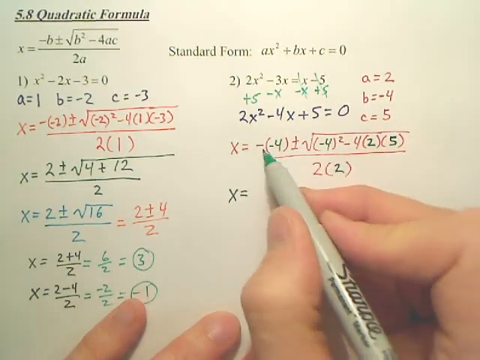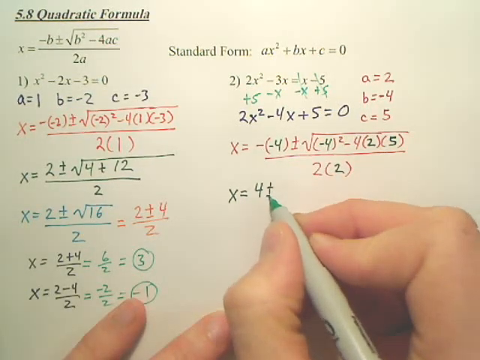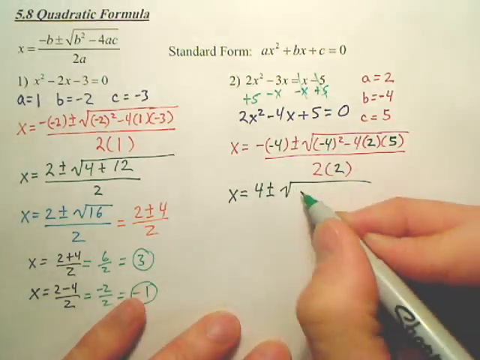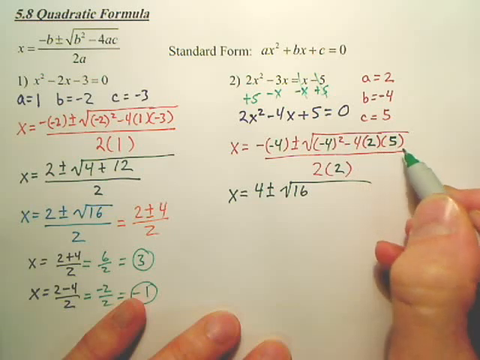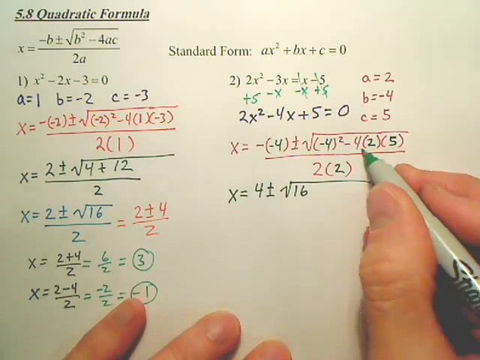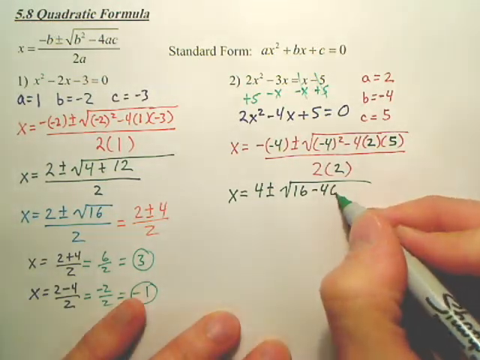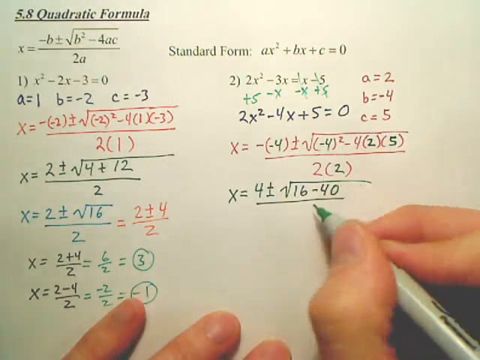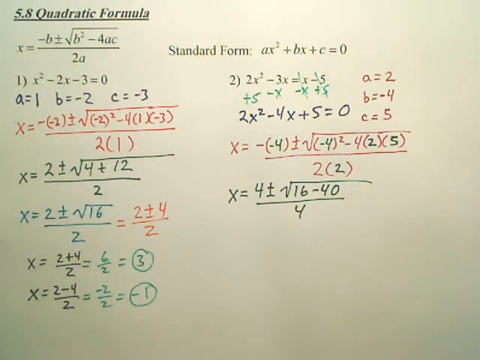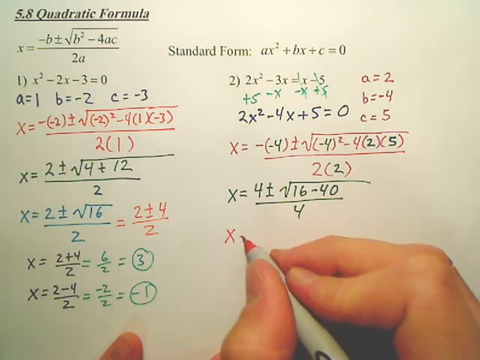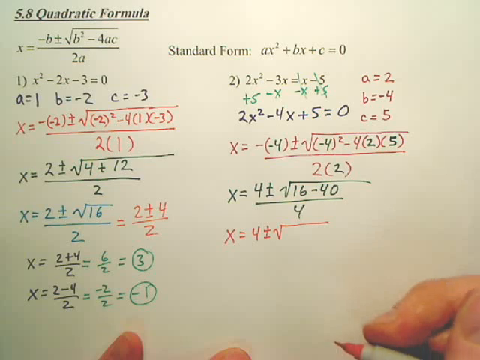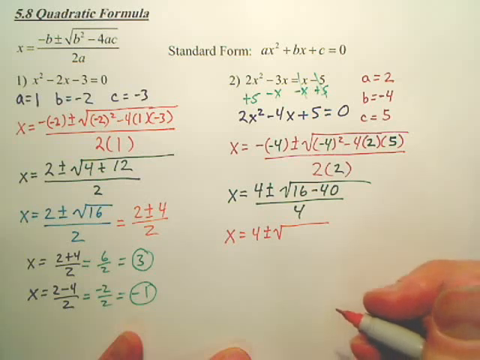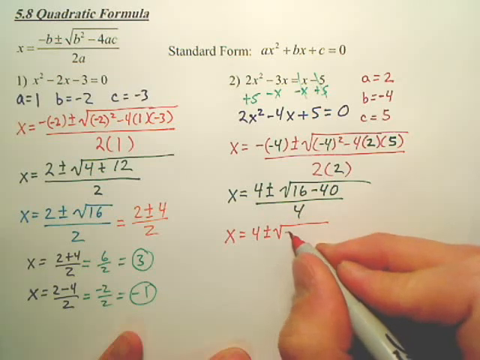Let's simplify. Negative 4 is positive 4. Negative 4 squared is 16. Negative 4 times 2 is negative 8. Negative 8 times 5 is negative 40. And 2 times 2 is 4. So we have x equals 4 plus or minus the square root of 16 minus 40, over 4. Is that 34 or 24? Hmm, 24. And is it negative 24?